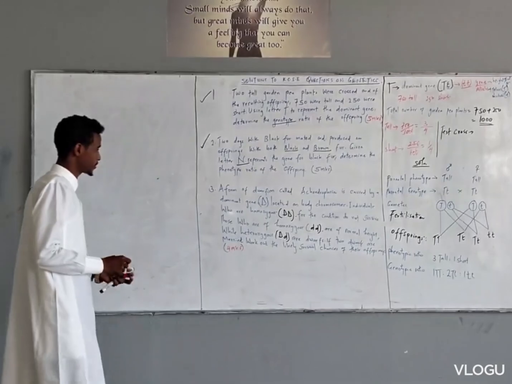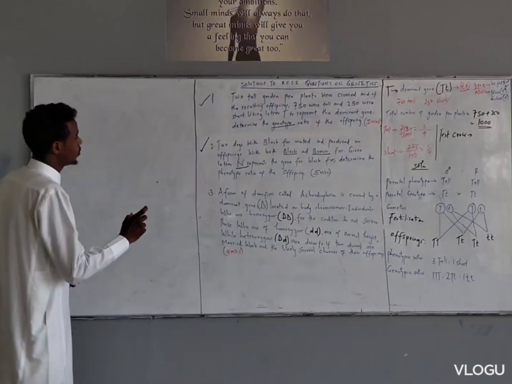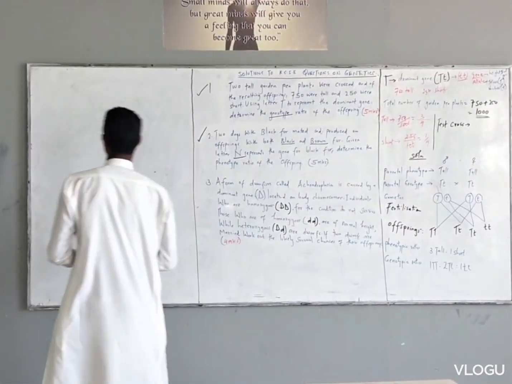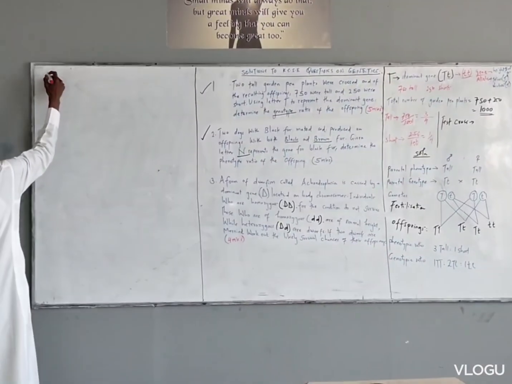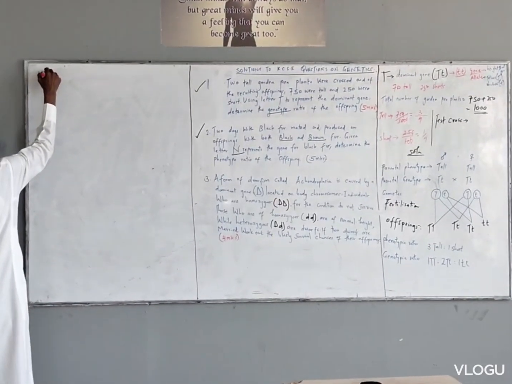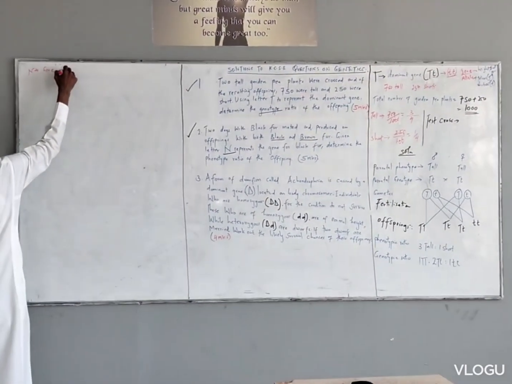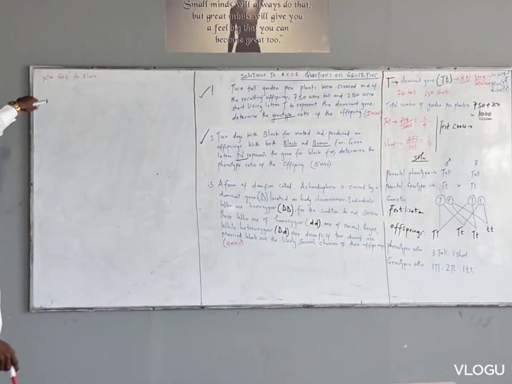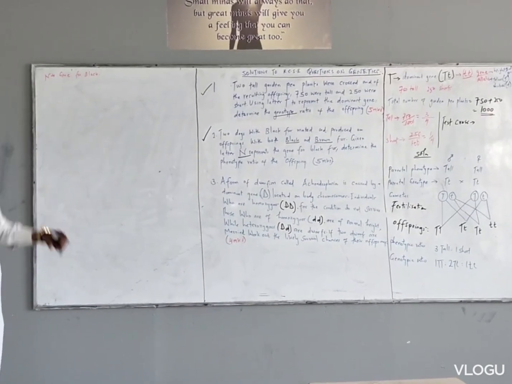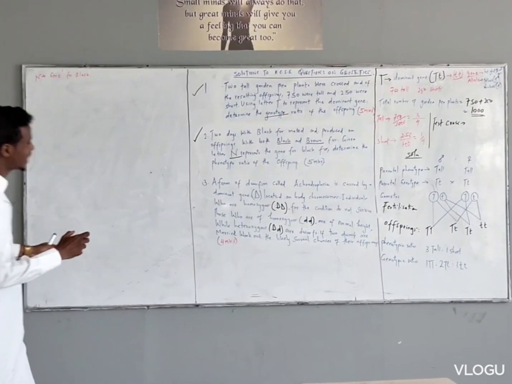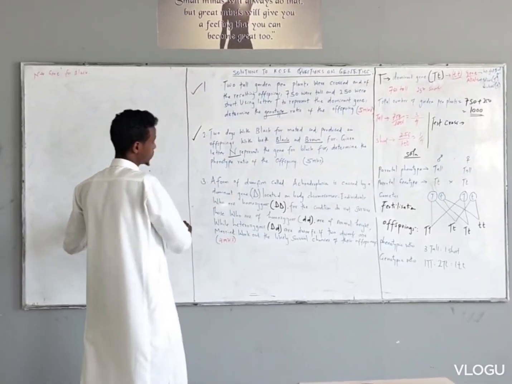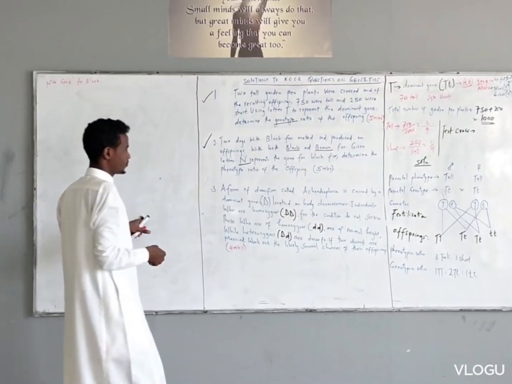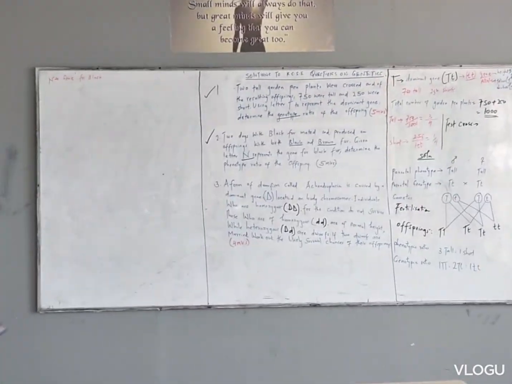Now, let's look at this. You are given letter N representing the gene for black. What you know is that letter N is the dominant gene for black, and you also have the recessive gene for brown. In such a scenario, what we need to know is that the offspring were having black and brown.